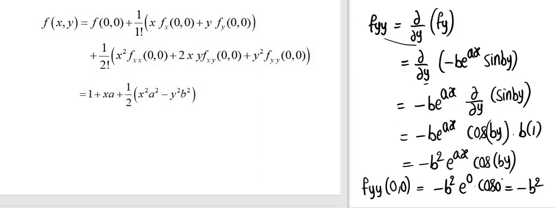After substituting all values, we get some values as 0. Substitute those values as 0. 0 into anything is 0. That's why after simplification, we are going to get this as Maclaurin's expansion of the given function.